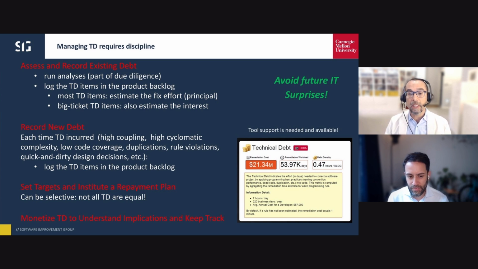For big ticket TD items like serious architectural problems, we also probably need to estimate the interest. What are the compounding future effects of keeping the debt in place? Are we going to get a serious productivity hit? Is it possible that we're creating liability with our customers because we may have software vulnerabilities that we know exist in the product?